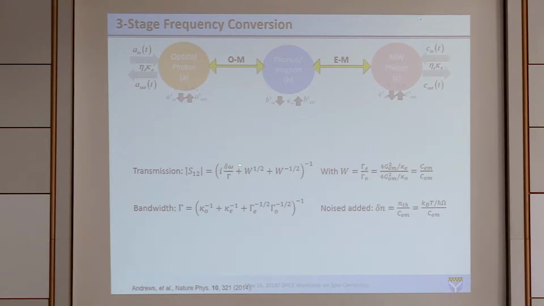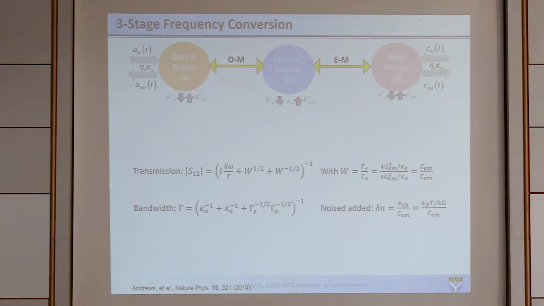So this delta omega is the detuning of this mode. If all 3 modes are on resonance, the delta omega is 0. So this term disappears here. And this W describes the impedance mismatch of the 2 coupling channels. So that's the effective coupling rate through this coupling channel. That's G squared over the dissipation rate. The so-called cooperativity, which describes G squared divided by kappa E and gamma E. So that's related to the ratio of two cooperativities.